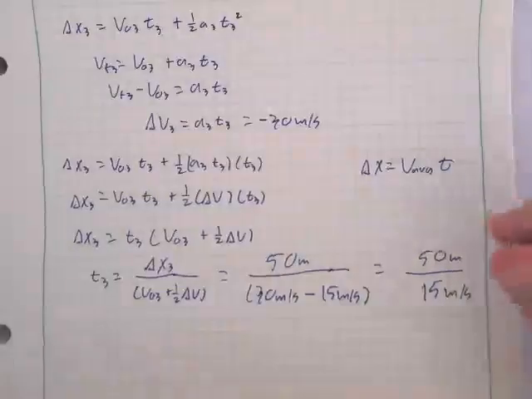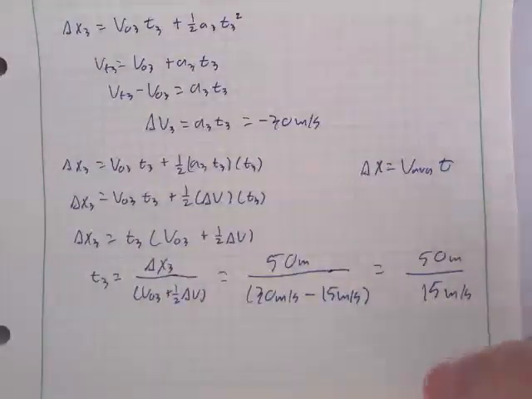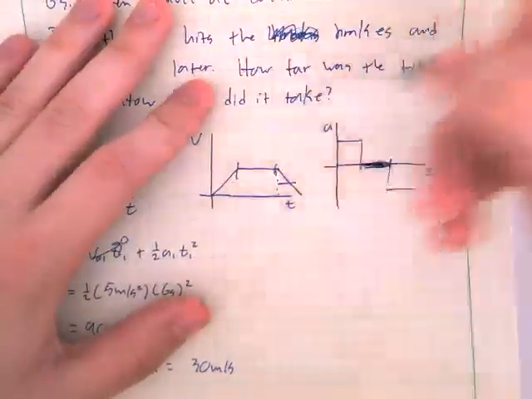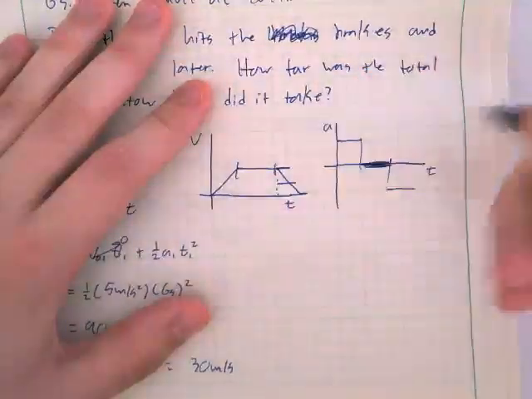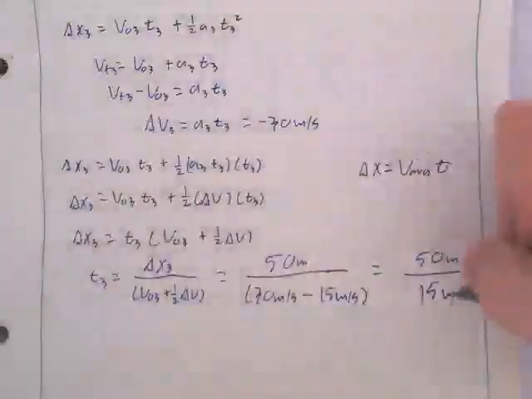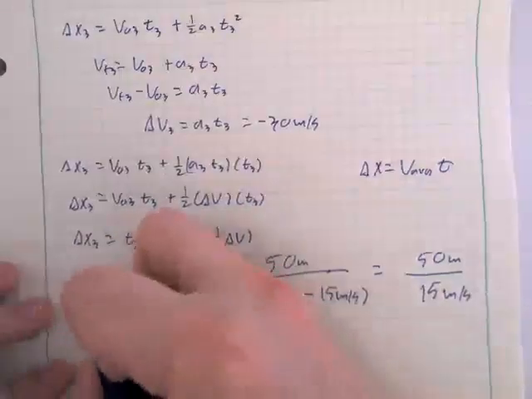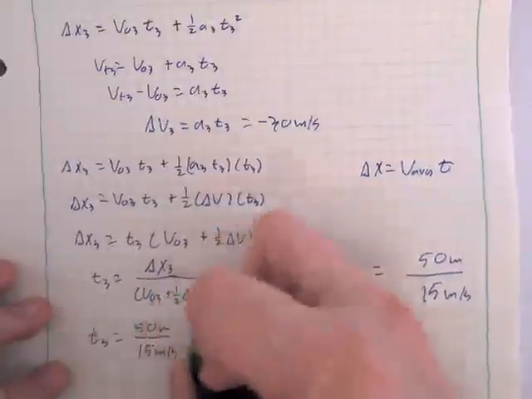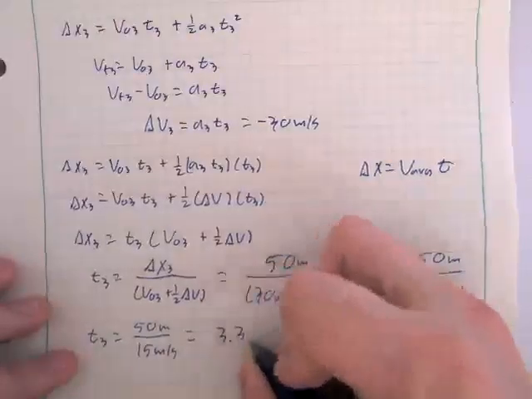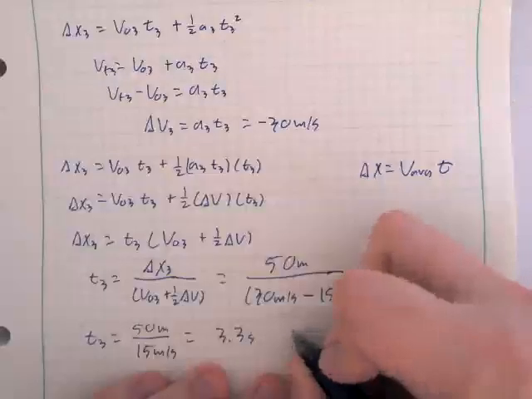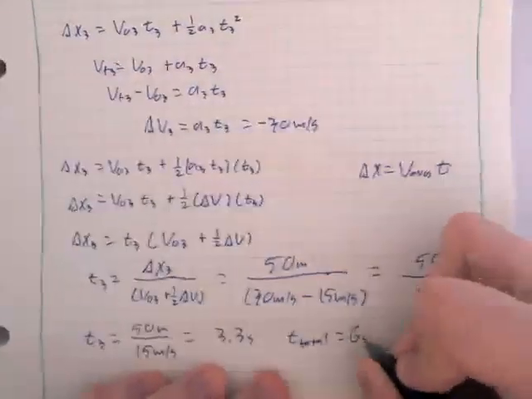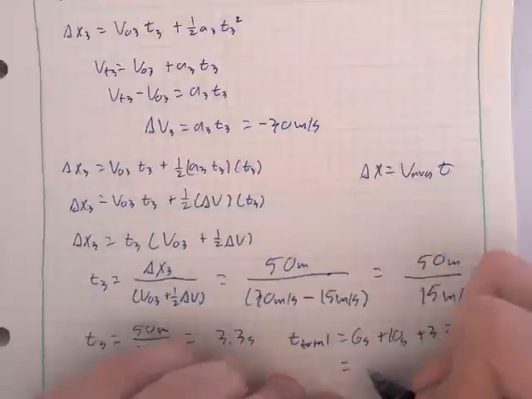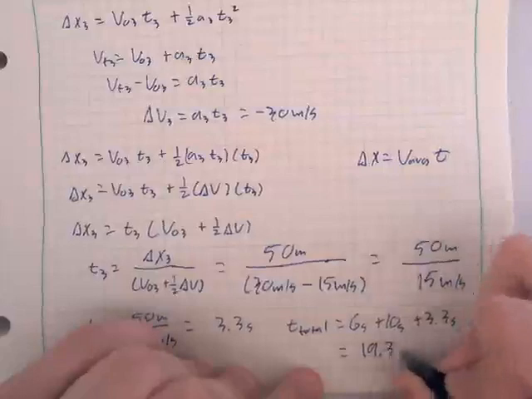If we look at this graph again, let me pull it up. For this last part of the trip, our average velocity for part 3 would have been halfway between this 30 and this 0. So our average velocity must have been 15 meters per second, which is certainly what we get here. So when we do this, we end up with t3 equals 50 meters divided by 15 meters per second. This gives us about 3.3 seconds. Of course, now our total time, we can just add them all together: 6 seconds for the first part, 10 seconds for the second part, 3.3 seconds for the third part, and our total time is about 19.3 seconds.